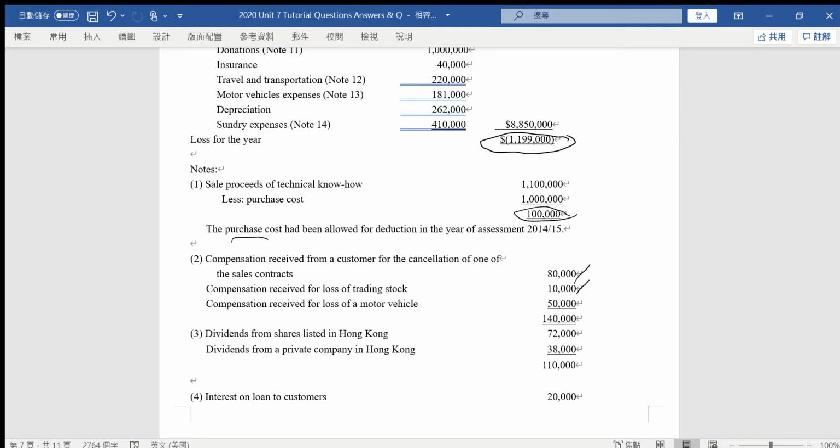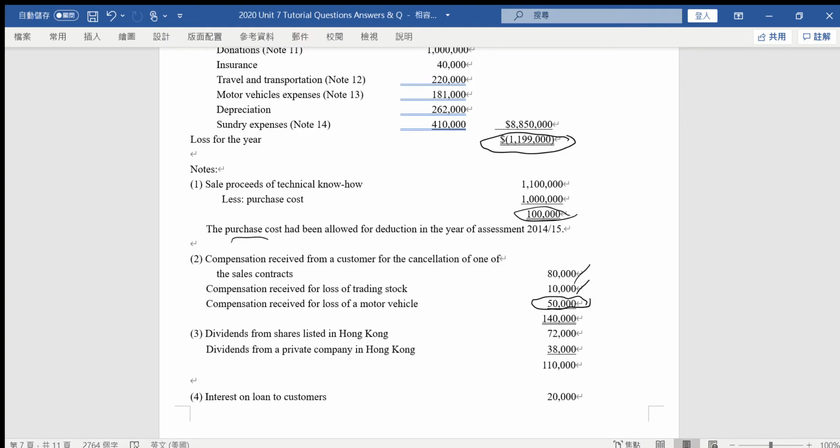Okay, and then the third one, compensation received from the loss of the motor vehicle. Now you will find that this figure comes from a motor vehicle, and the motor vehicle is a capital in nature item. Okay, that's why for this one it won't be taxable. Okay, that's why this one should be adjusted.